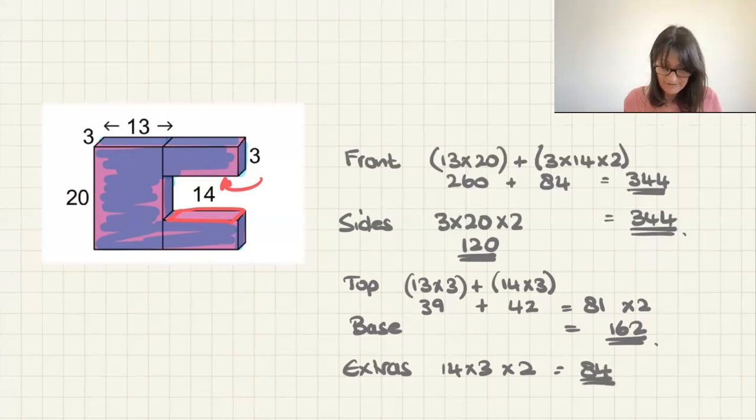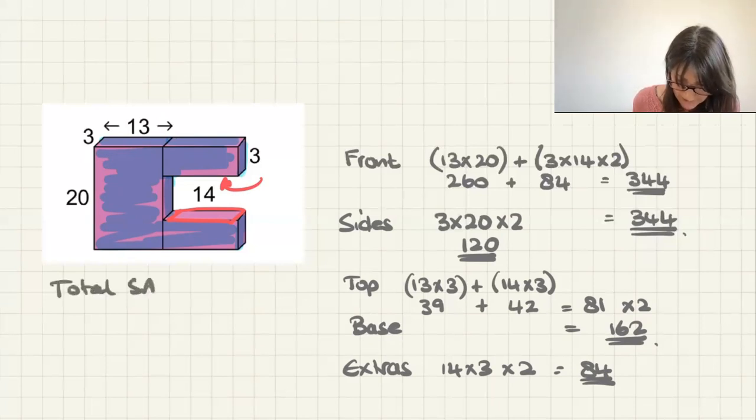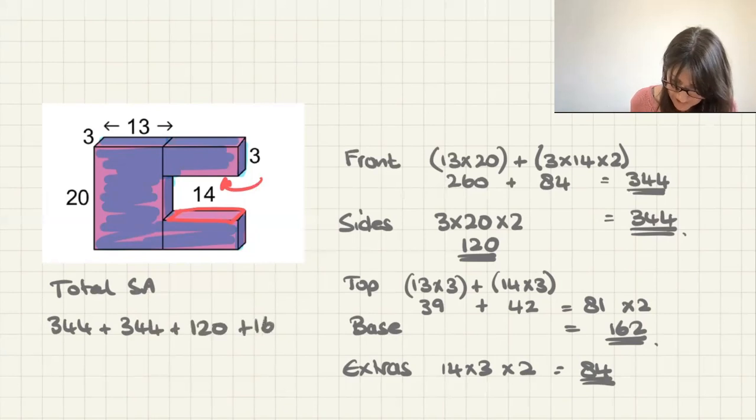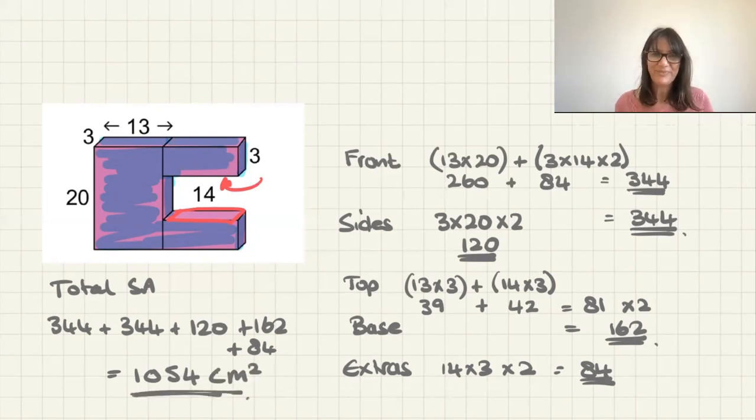And then the total surface area is all of that added together. So total surface area is 344 plus 344 plus 120 plus 162 plus that 84. And we're going to quickly put that into the calculator. Which is giving me a grand total of 1,054 centimeters squared. It's a massive amount of work.